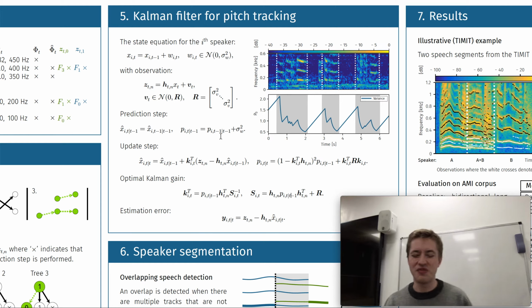So we're basically saying if we haven't seen an observation for a long period of time, then it's very likely that there's a large error in our prediction. So we shouldn't really rely on the prediction. We should rely more on the observation that we're getting at that time step.